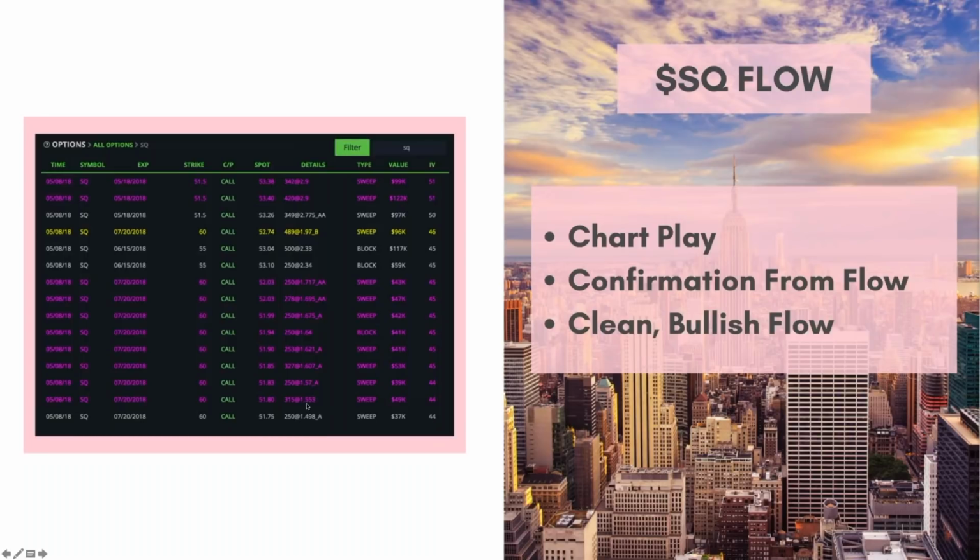This one came in the middle, contract price is going up. They paid $1.57 on the ask, $1.60 on the ask, and it just kept going up and up. So again, it was a chart play where I used confirmation from the flow to place my trade. And after that was Box.